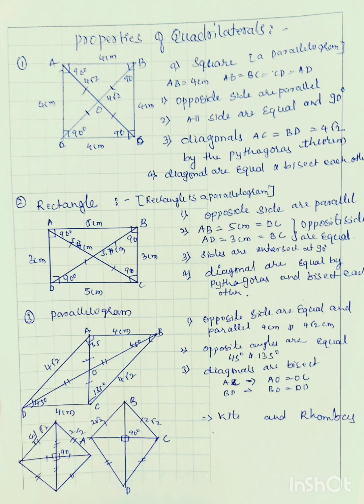3. Parallelogram. Now, let's move to the parallelogram. In the grid diagram, we see that opposite sides are equal and parallel. Each side measures 4 centimeters. The opposite angles are equal, one set being 45 degrees and the other 135 degrees. By using the square grid, we can estimate these angles without needing a protractor.